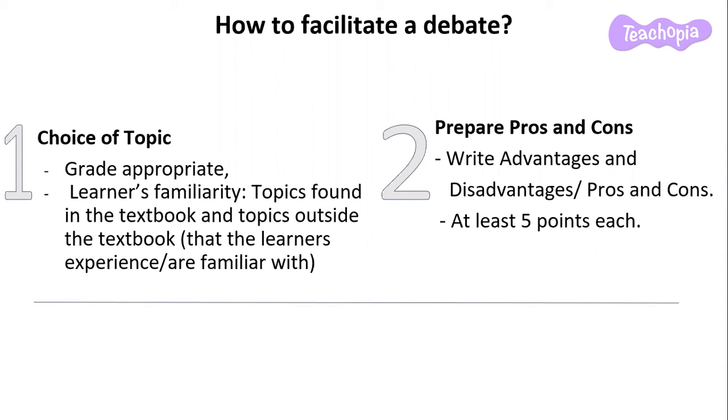When we say prepare pros and cons, what do we mean? We mean that when a topic is chosen, we must first write down the advantages and disadvantages of that particular topic and keep a minimum of 5 points each so that we could cover a broad domain of the topic.